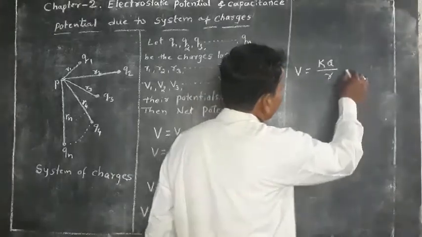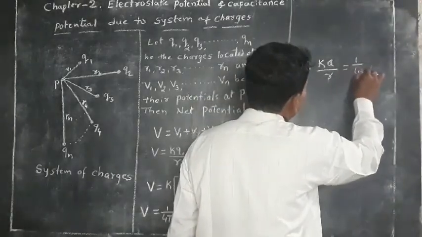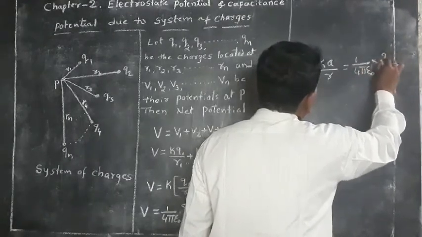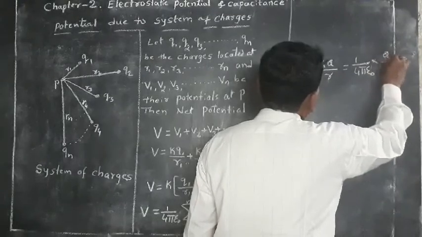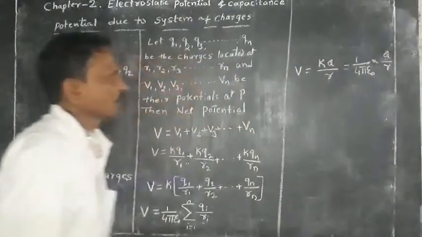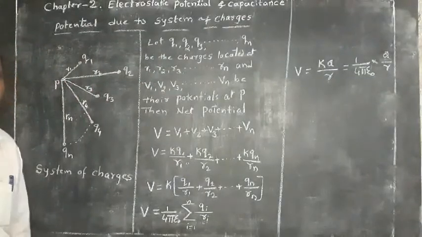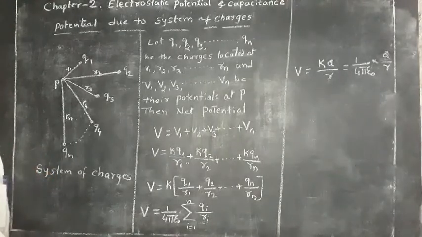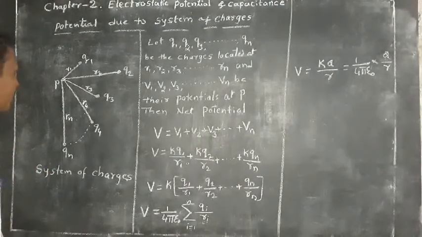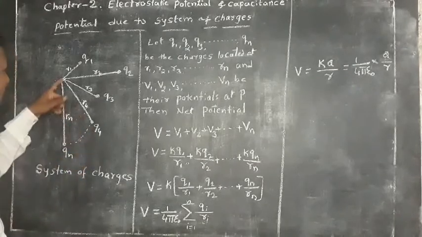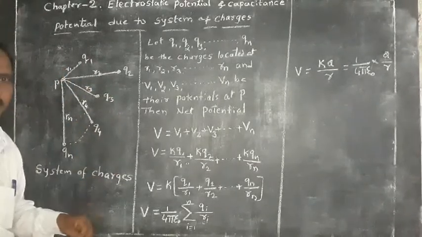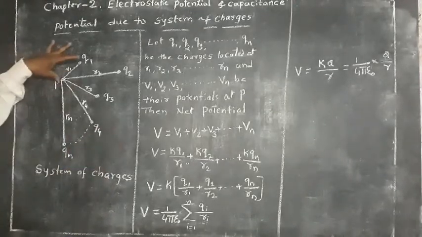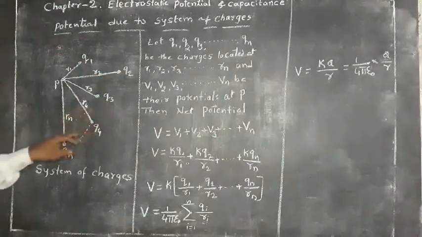Or it can also be written as 1 upon 4 pi epsilon naught into Q upon R. And if a system consists of two or more charges, then the potential at a point due to a number of charges is equal to the sum of potentials due to individual charges.